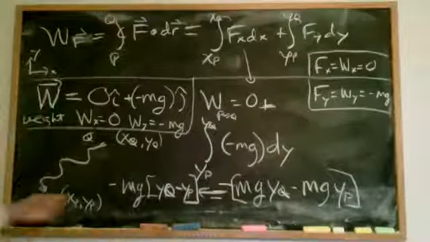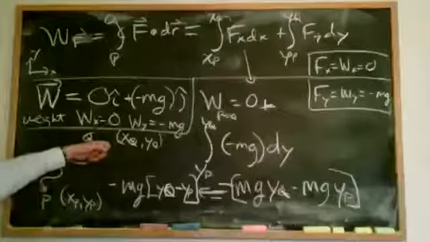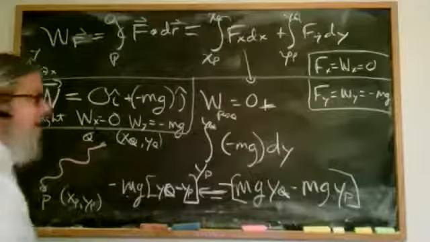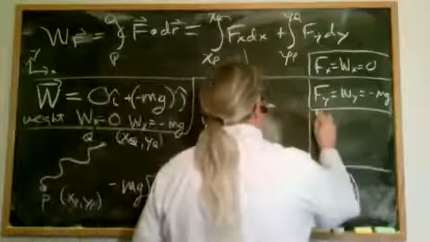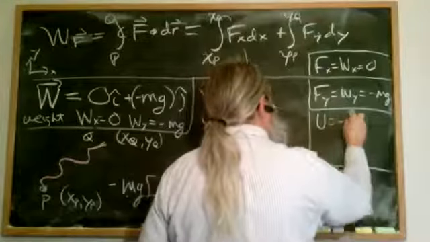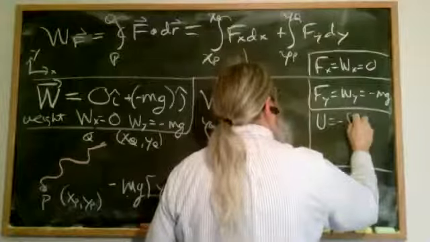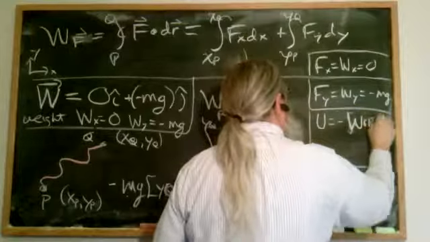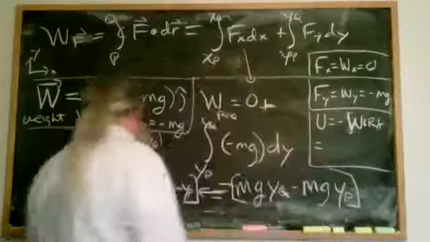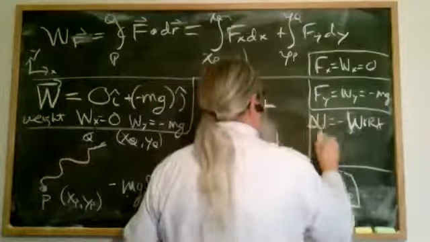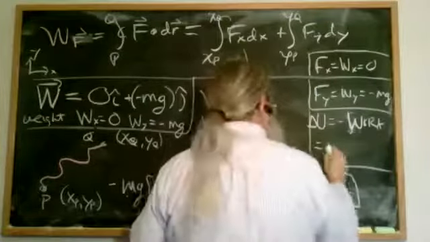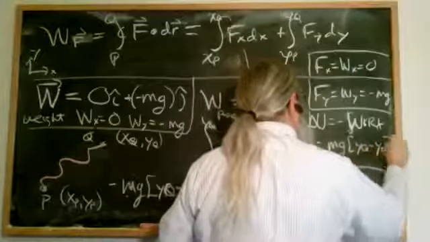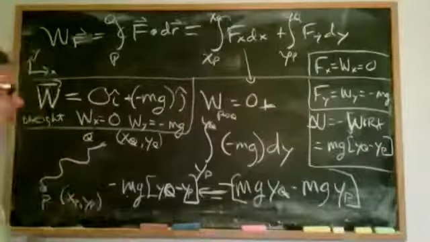Okay, so that tells you the work that's done. If I go from here to here, if y_q is greater than y_p, this is positive and that's negative. And we have the rule that says that the potential energy U is equal to the negative of the work done. So the change in potential energy is just equal to the negative of this, which is just mg times y_q minus y_p. Okay, the negative sign goes away.